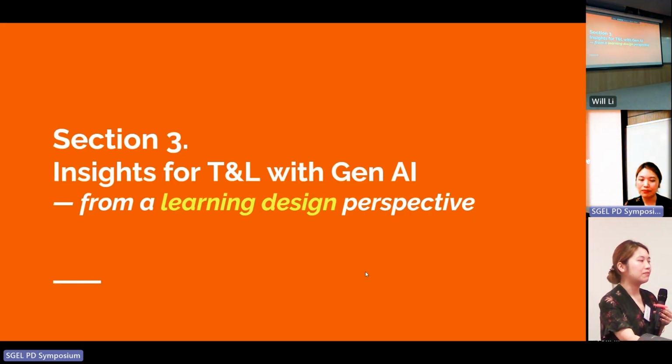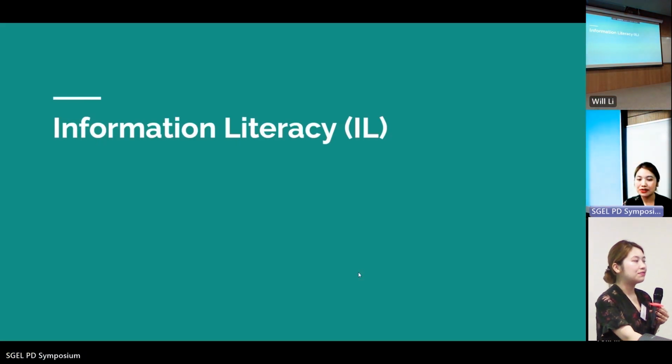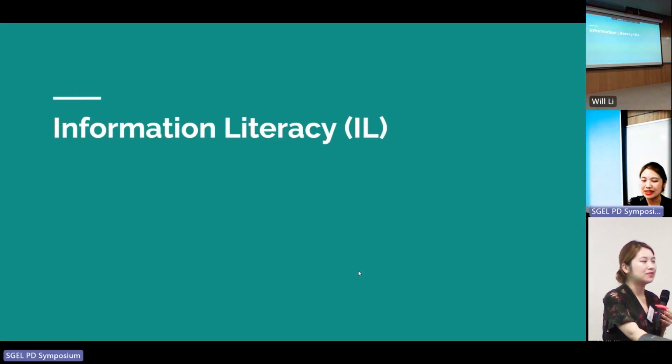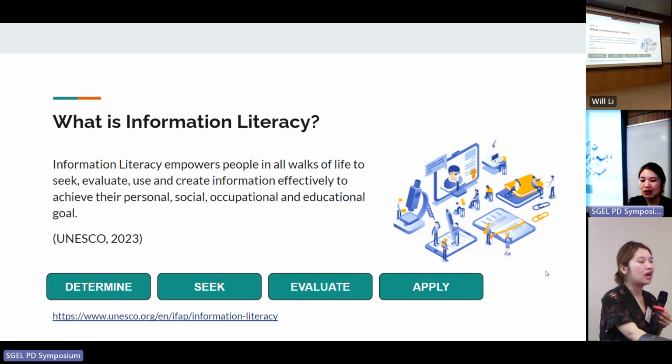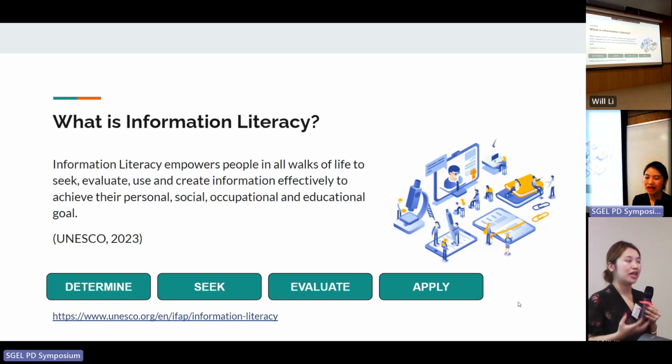Okay, so I would like to share some insight from a learning design perspective. The first thing is information literacy, because I see how students interact with the Gen AI tool, how users interact with the Gen AI tools. It actually involves these four stages. First, we need to determine the information, and then we need to seek information online, and then we need to evaluate and apply it.